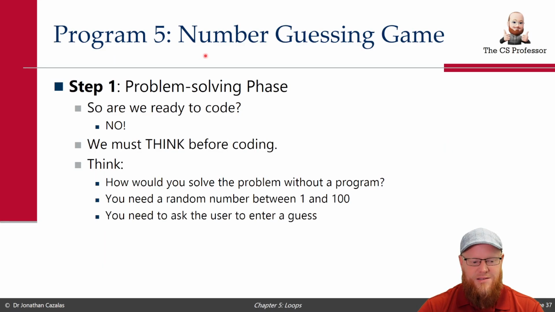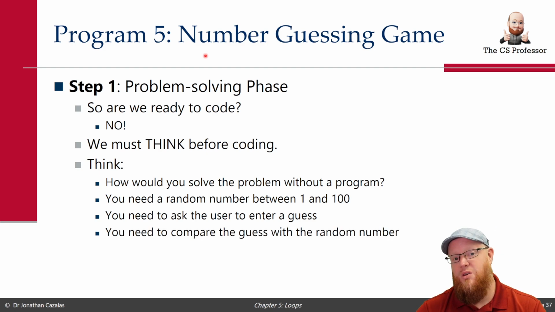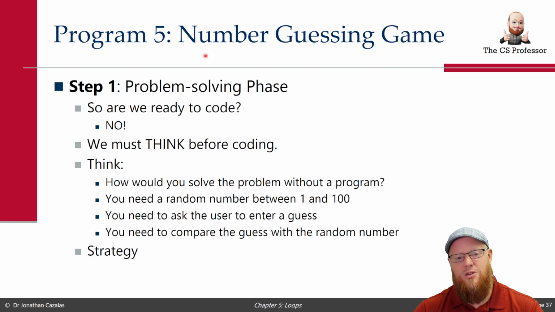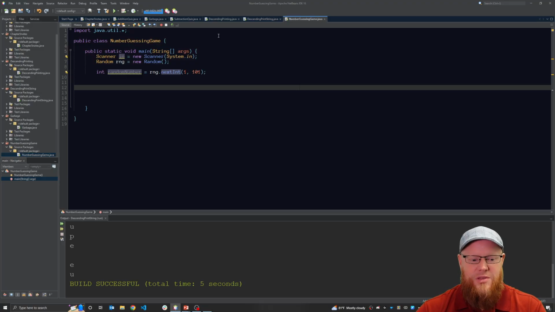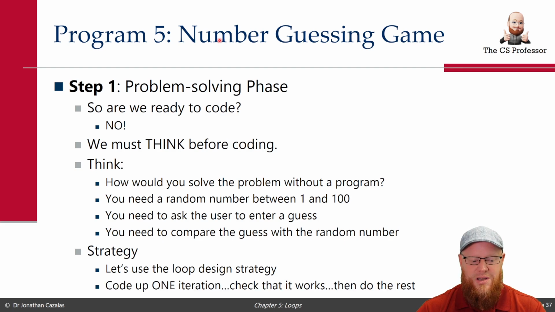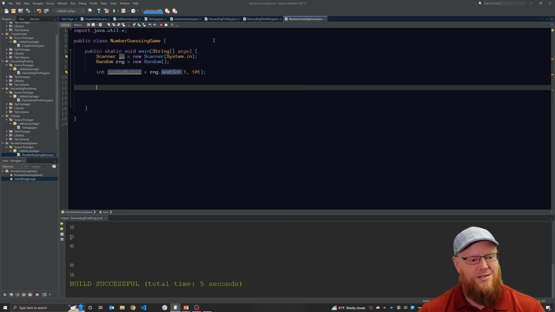Cool. What has to happen now? We have to ask the user to enter their guess. Then we have to compare the guess with the random number. And we have to then print, is it correct? Is it too low? Is it too high? Let's do that execution of the strategy, right? Use the loop design strategy, code up one iteration first, and then we test that and see if it works.